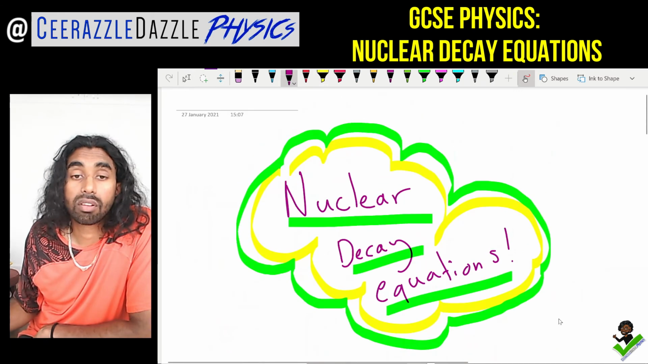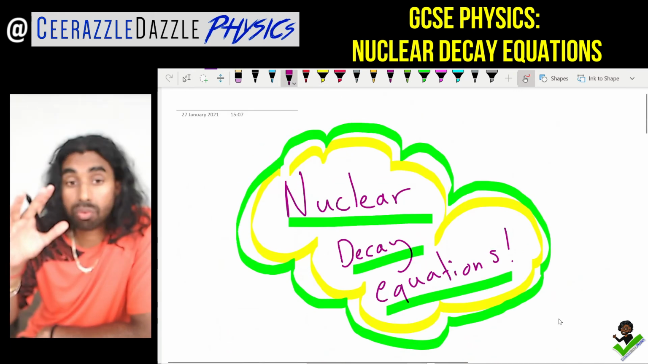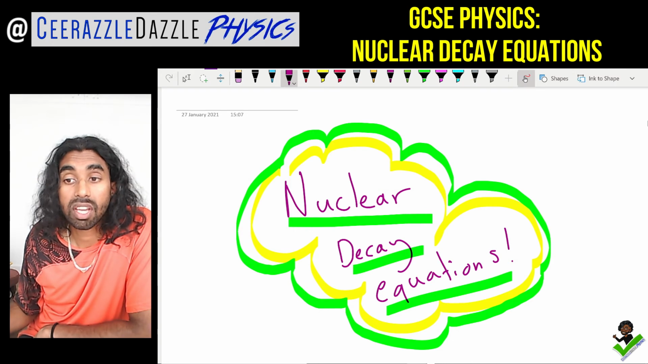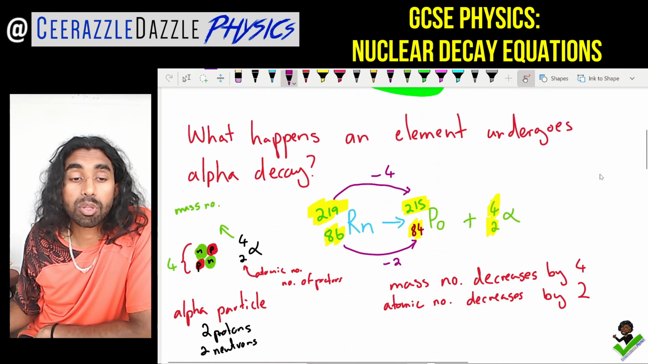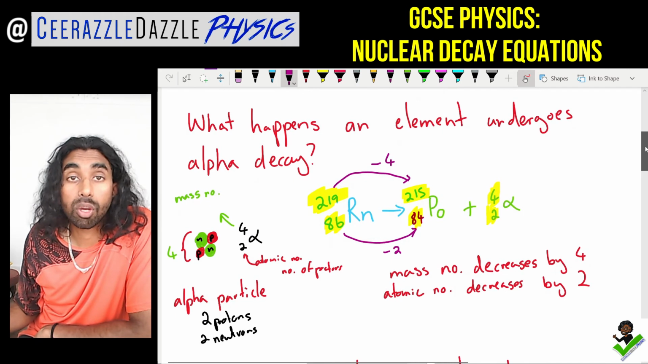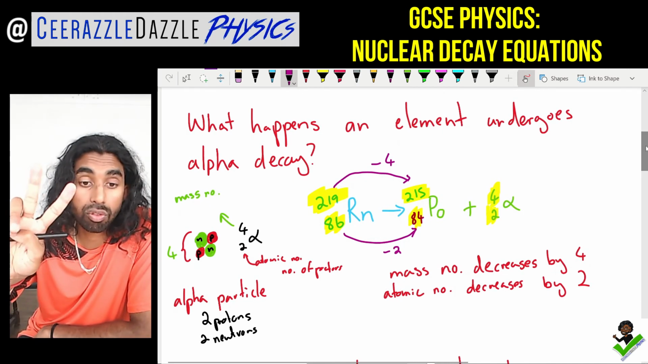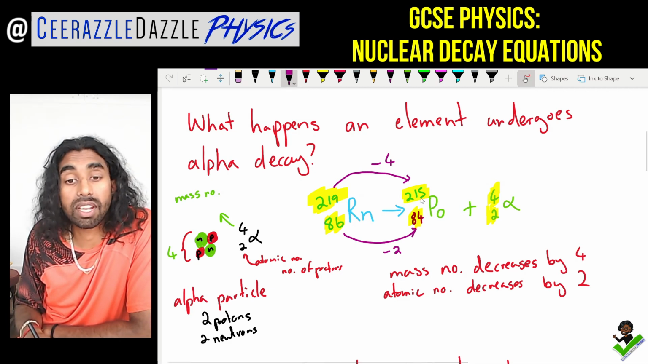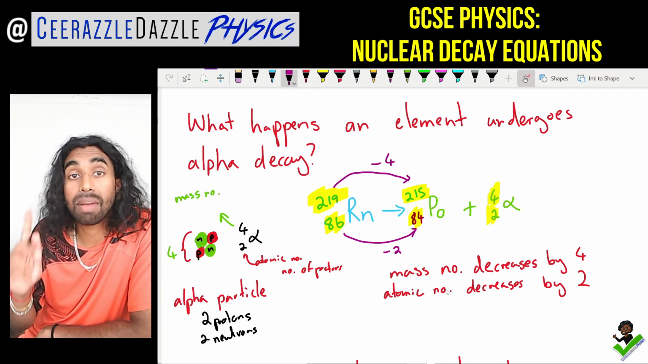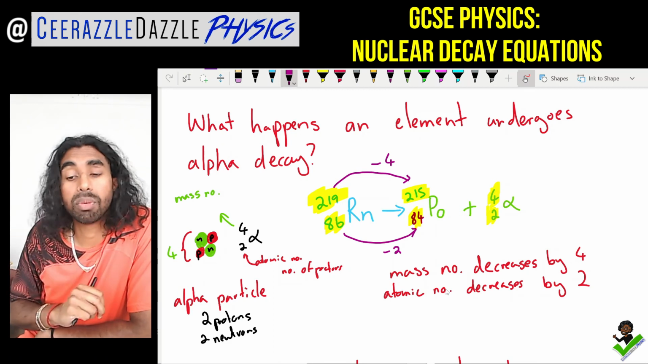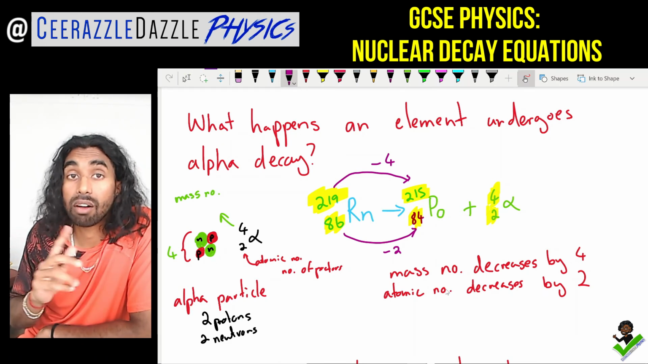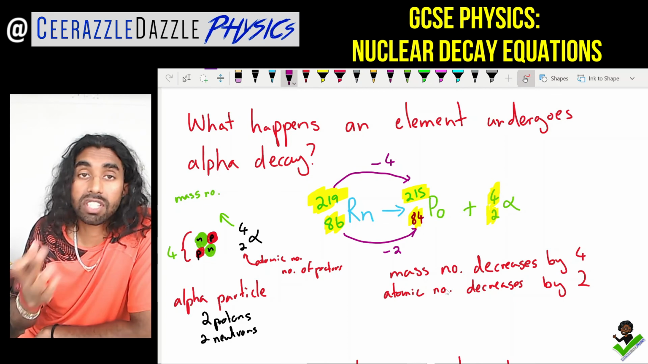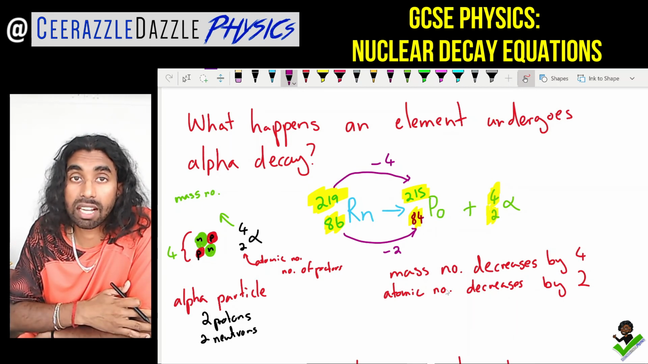Okay, alright, so right from the top, today's title is Nuclear Decay Equations. Then I talked about what happens when an element undergoes alpha decay. Well, we know an alpha particle is 2 protons and 2 neutrons. If radon undergoes alpha decay, have a look at the numbers. You'll be left with an element which is minus 4 for the atomic mass and minus 2 for the atomic number. So look, guys, the mass number decreases by 4 and the atomic number decreases by 2 if alpha emission occurs. And obviously you get a new element because the atomic number has now changed.